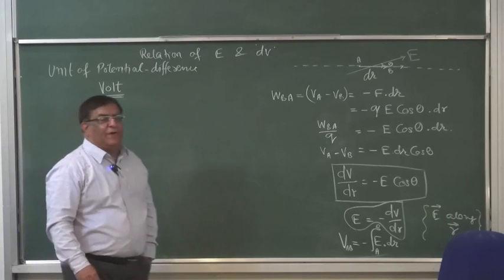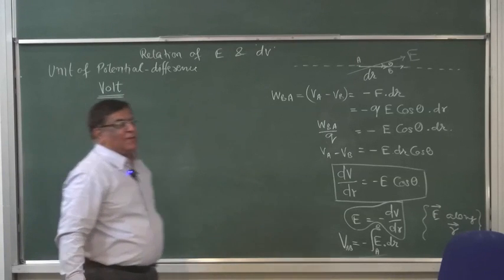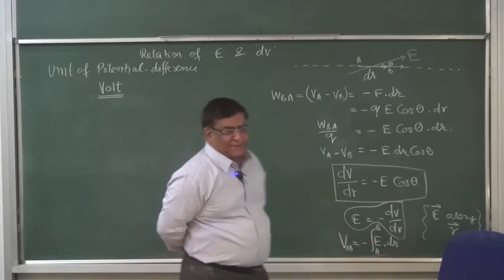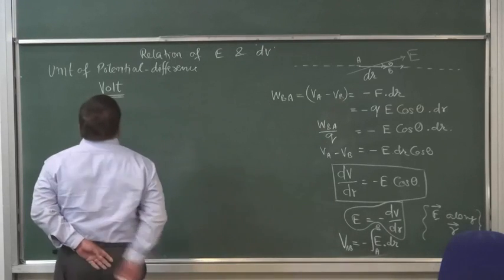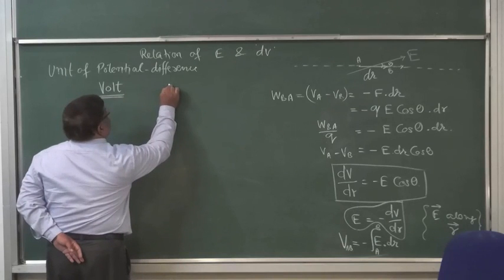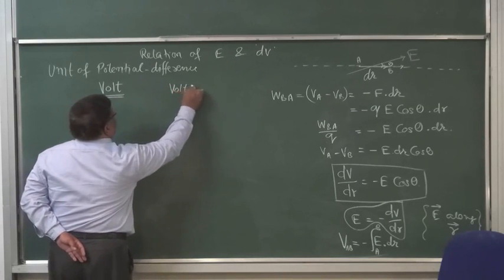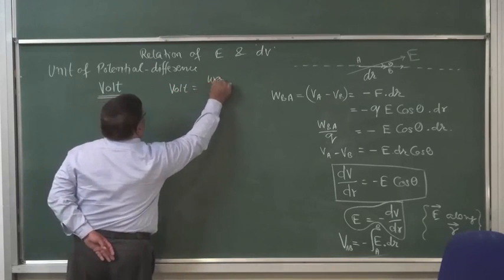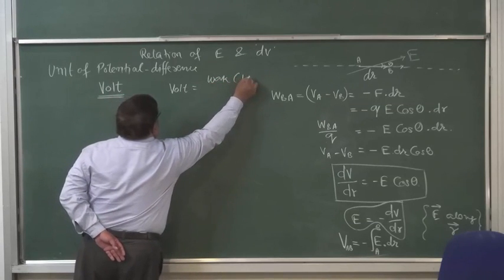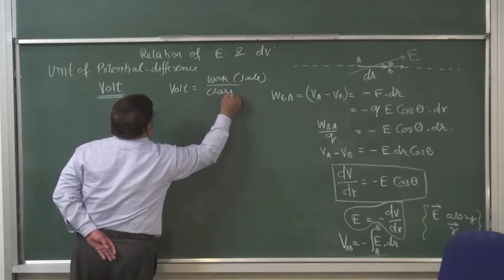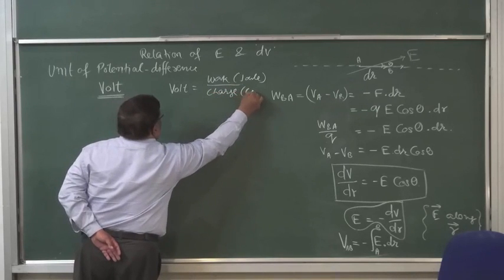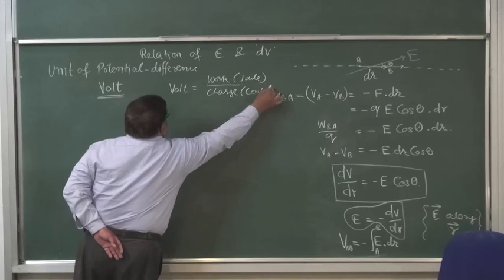Now, how do we define volt? What is 1 volt unit? So we go to the basic potential definition, that volt is equal to work per coulomb.